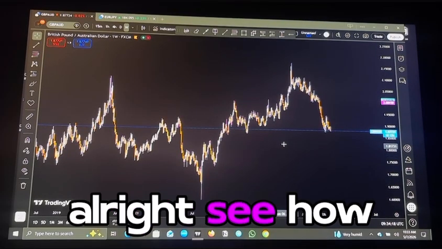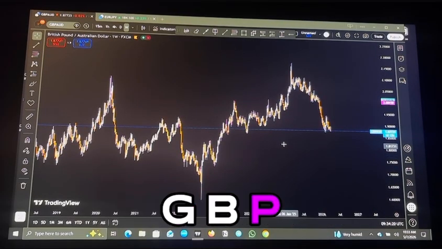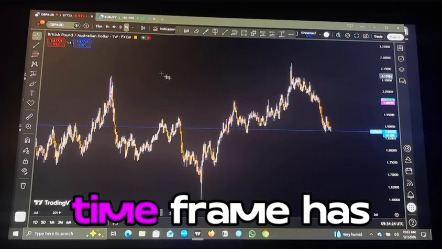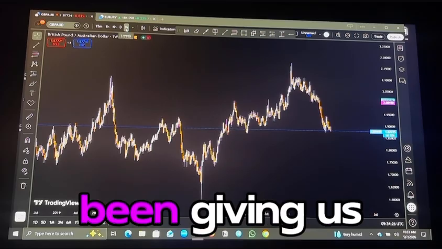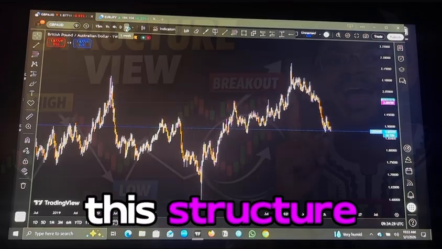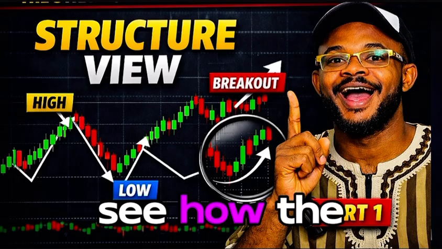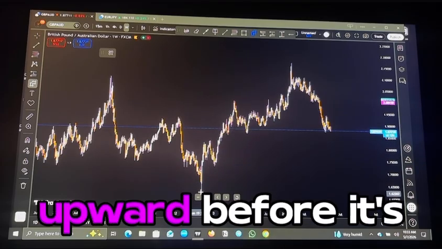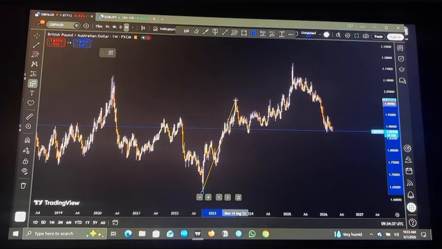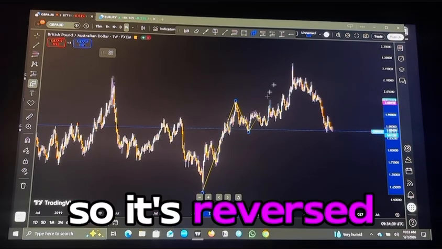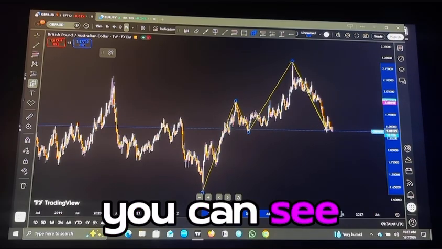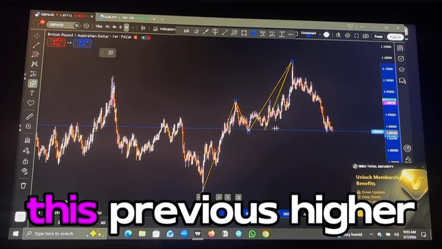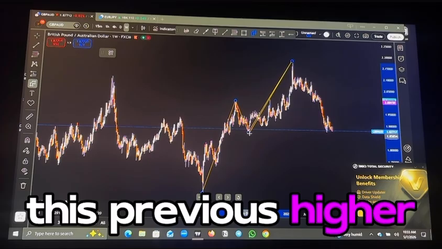Alright, see how GBP AUD in the weekly time frame has been giving us this structure. See how the market was trending upward before it reversed. You can see it, right? Trying to break this previous higher low.